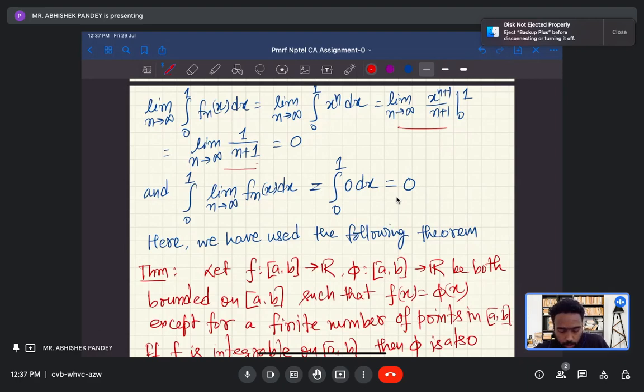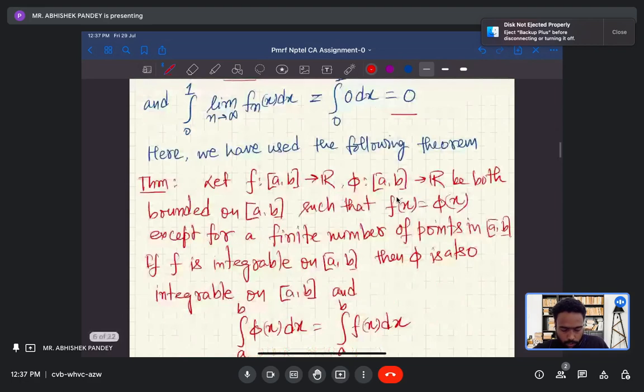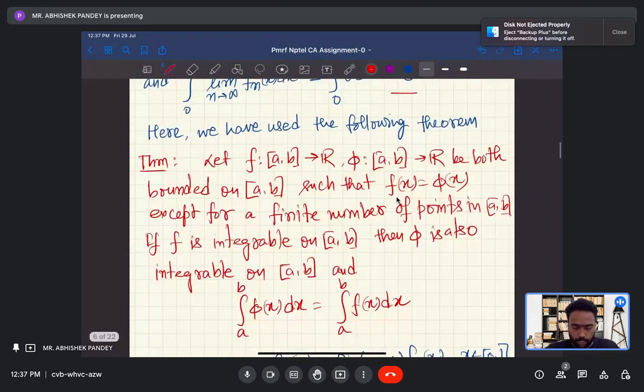And the integral from 0 to 1 of the limit as n tends to infinity of fn(x) dx is equal to the integral from 0 to 1 of 0 dx. So this will be 0. Here we have used the following theorem. Let f: [a,b] → R and phi: [a,b] → R be two bounded functions such that f(x) equals phi(x) except for finitely many points in [a,b]. If f is integrable on [a,b], then phi is also integrable on [a,b], and the integral is the same.